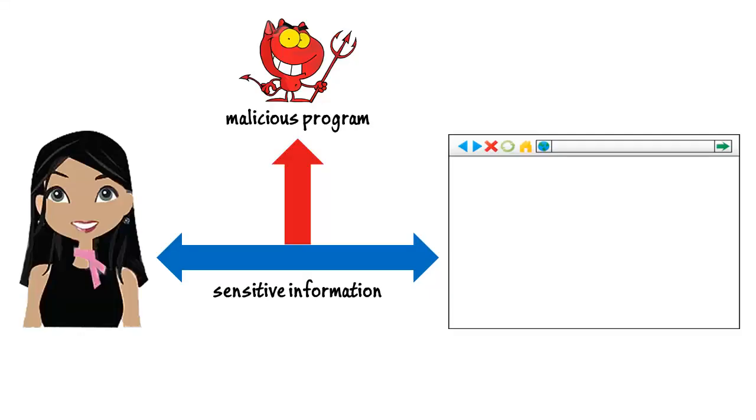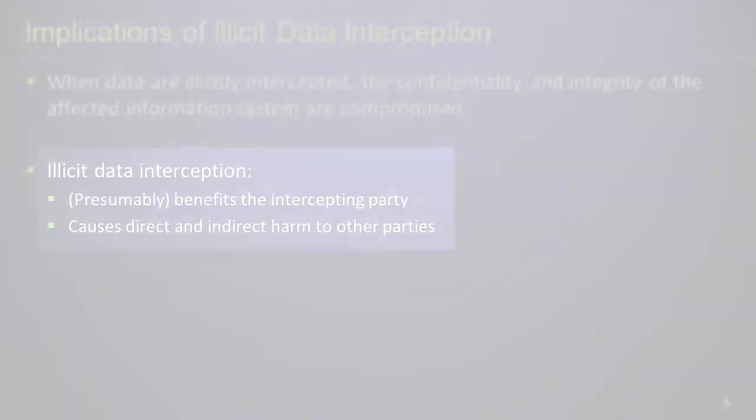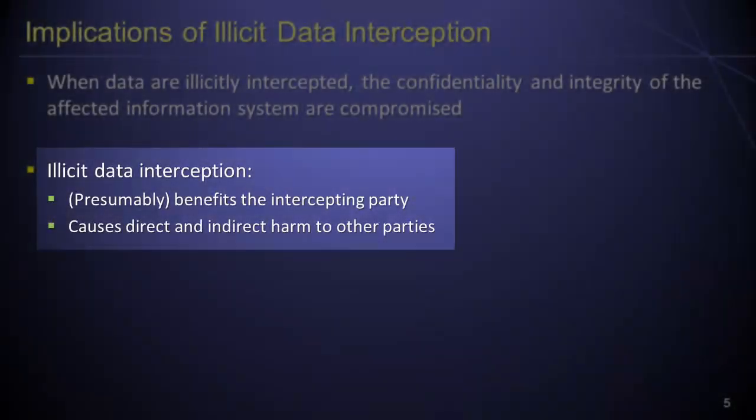If, for example, a keystroke logger is used in an effort to capture sensitive information, but the user never actually types any sensitive information, then the secretly captured keystrokes will be of little value. From the perspective of injury, illicit data interception can potentially cause both direct and indirect harm.